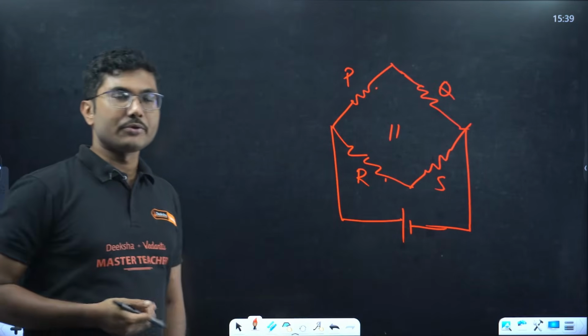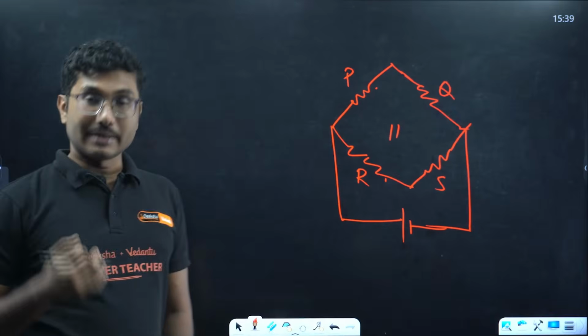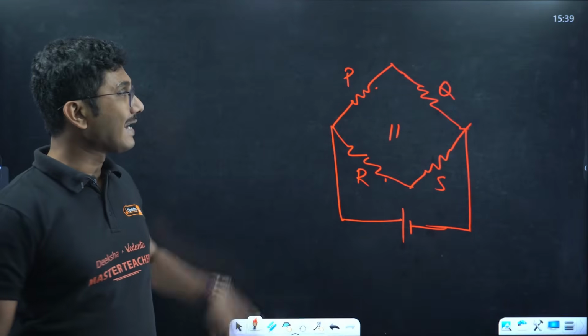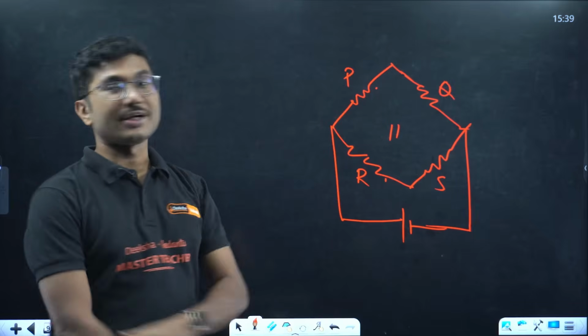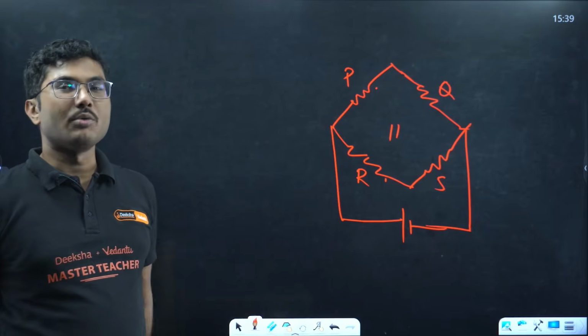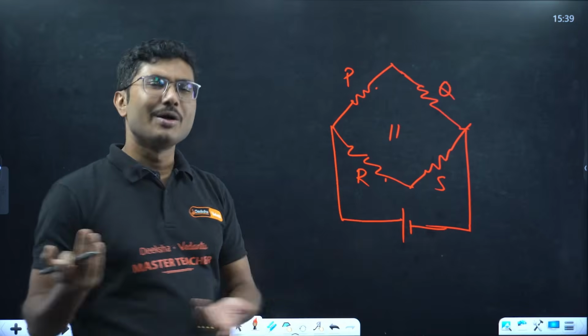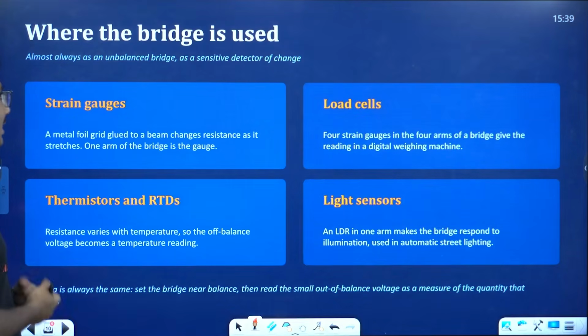We will solve some MCQ questions on balanced Wheatstone bridge, obviously. That is a very important point to remember. Why is balanced condition super important? Because at balanced condition you basically remove the galvanometer. Galvanometer is no longer required in the circuit, no current passes through it. That is one of the beauties of this system.